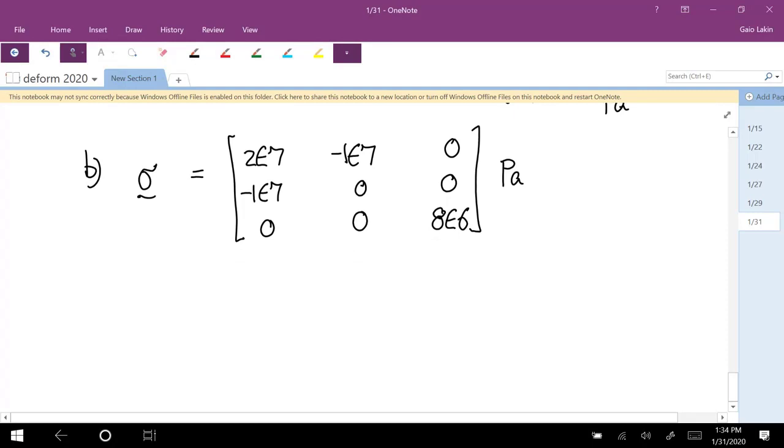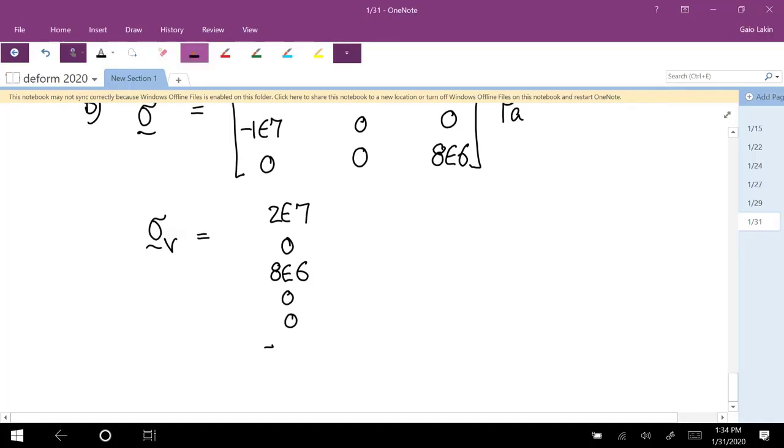Well, in order to figure out the strain, we need the Voigt stress. So this stress tensor in Voigt form is 2 times 10 to the 7, 0, 8 times 10 to the 6, and then yz, xz, xy.